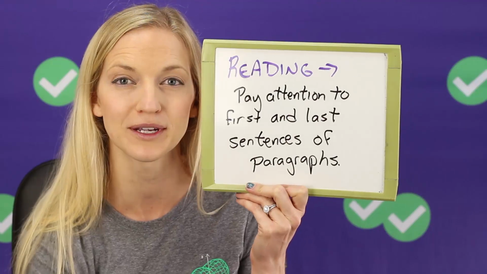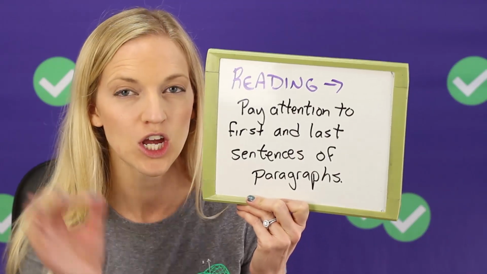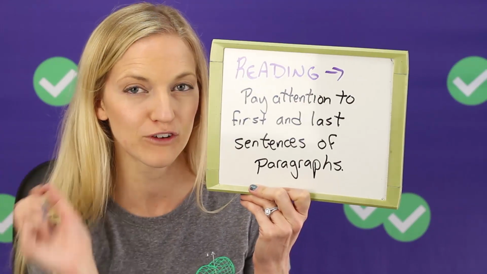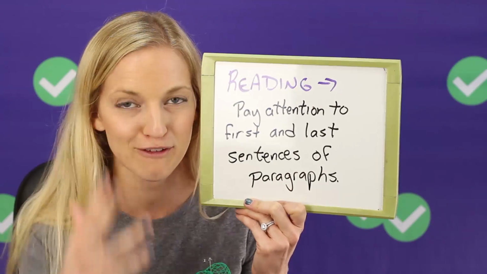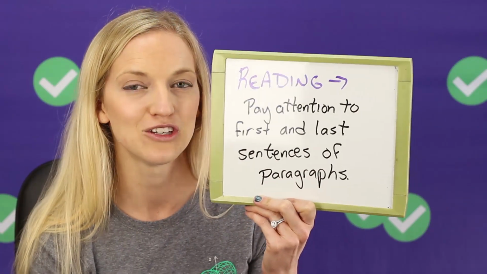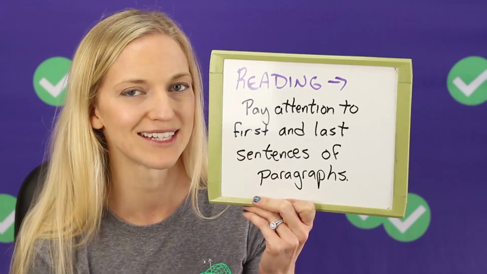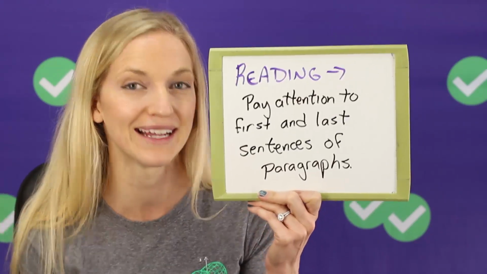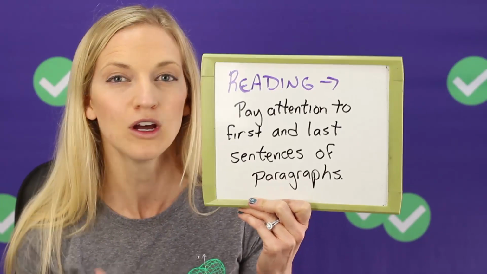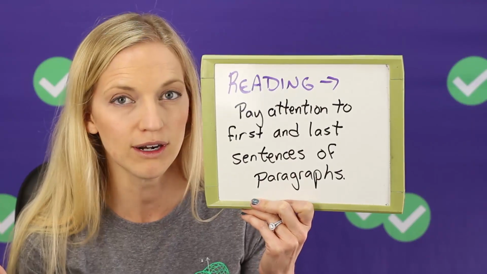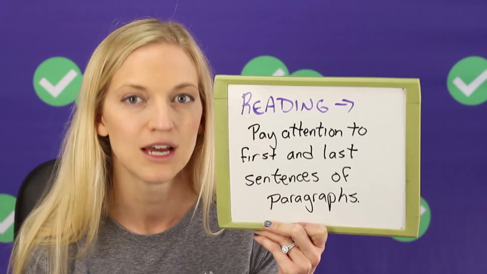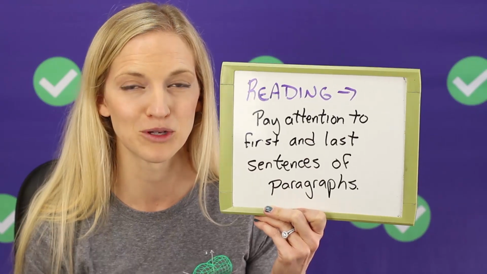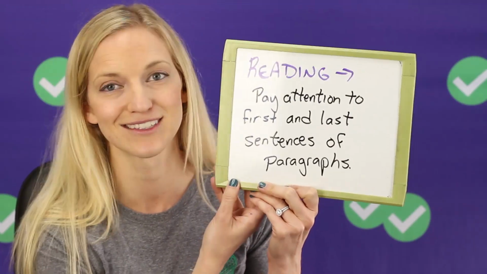So if you struggle with reading, you struggle with getting through the whole passage, try to pay really close attention to the first and the last sentences and kind of skim a little bit, read a little bit faster through the middle, and you are more likely to get the overall gist, the overall main idea of the passage, which is most important. Or if you read a passage and you're like, I have no idea what I just read, go back and reread the first and last paragraphs. Promise, if you try this out, it's going to help you make a lot more sense of the passage more quickly.